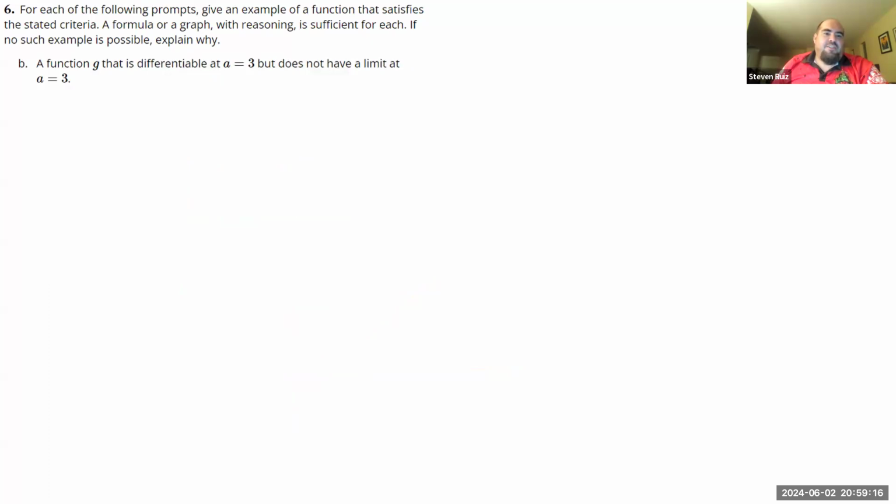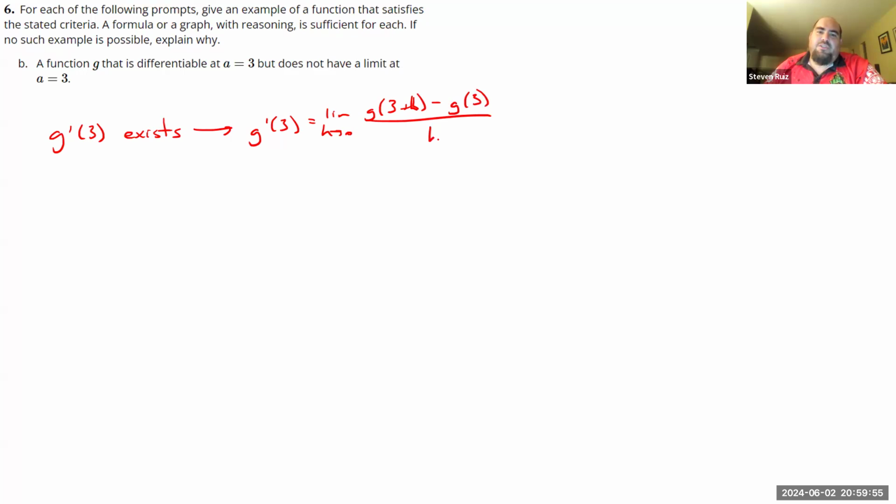Part B, a function that is differentiable but does not have a limit at a equals 3. This is actually impossible, and let's talk about why. If you have a function that's differentiable at a equals 3, then you were telling me this: g prime of 3 exists. Now, what does it mean for g prime of 3 to exist? That means this limit exists. g prime of 3 is equal to the limit as h approaches 0 of g of 3 plus h minus g of 3, all over h.